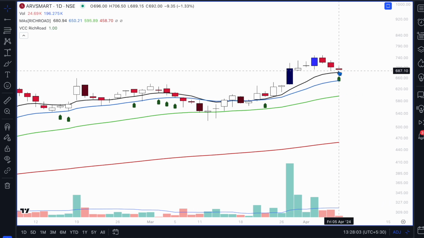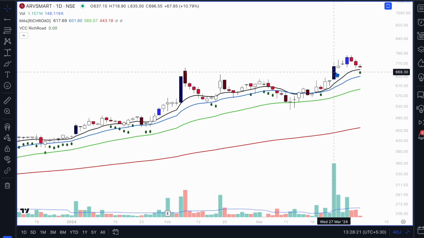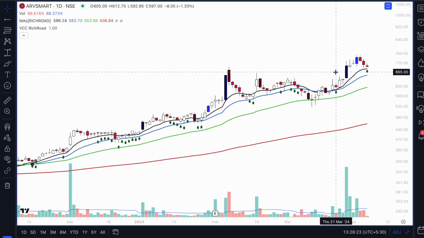Is this a good buy signal that you will take? I'll not take it. Why is that? Look at the 10 moving average. It has started to become flat. So as of now, I'm not interested in the stock, and it's only 1:30 p.m. right now. A lot can happen by the end of the day. So we'll wait and see what this stock does, and then only we'll take the decision.